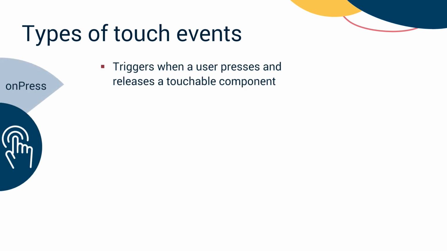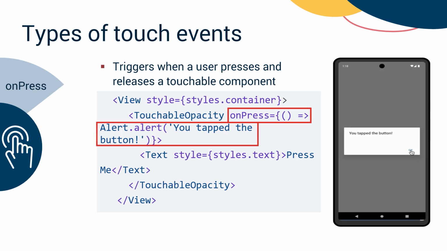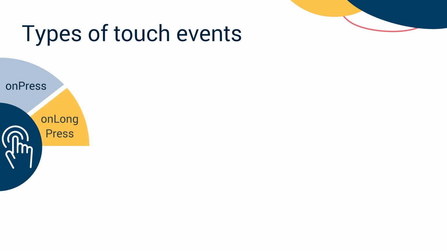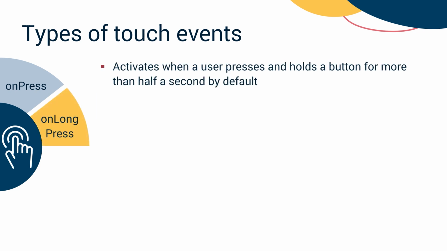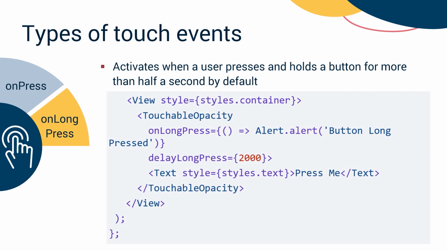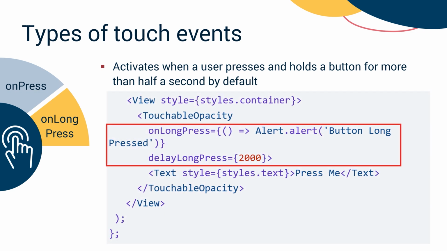onPress is an event triggered when a user presses and releases a touchable component. onLongPress is activated by default when a user presses and holds a button for over half a second. You can extend the duration by setting the delayLongPress property in milliseconds. For example, the event will trigger in this code if you press the button for 2 seconds.